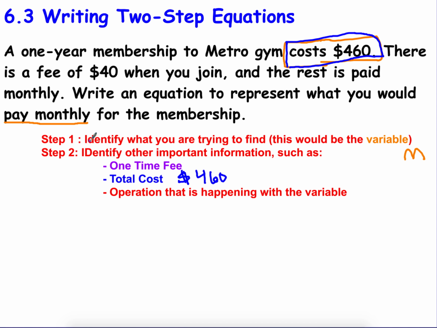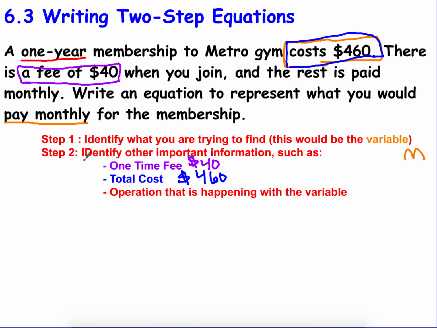The one-time fee: there is a fee to join of $40. So my one-time fee is a $40 fee, and that's right here in the word problem. A fee of $40, but that's only when you join. This only happens one time, so that's also some pretty important information. And then the rest is paid monthly. I think what also is going to matter is the fact that this is a one-year membership.